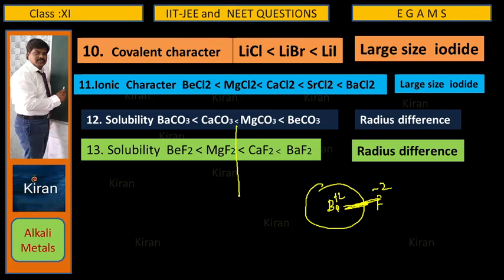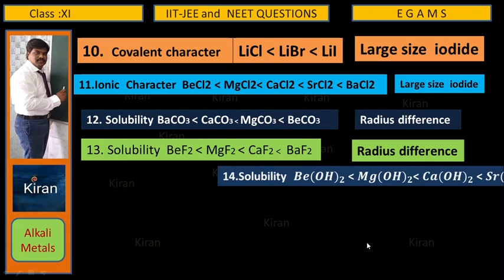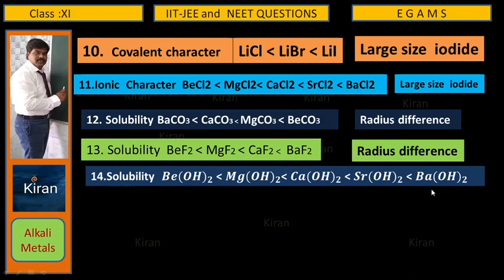In case of carbonates, barium carbonate is also a covalent compound with ionic character. That is the reason when the internuclear distance increases, here the solubility decreases. In this case, internuclear distance increases, solubility increases in case of fluorides. So, compound to compound, the character will be different. Here the radius difference, here also radius difference, but as the radius increases, in this case solubility increases, but in case of carbonates, as the radius increases, solubility decreases. In case of hydroxides, same thing: the element size increases, solubility increases.